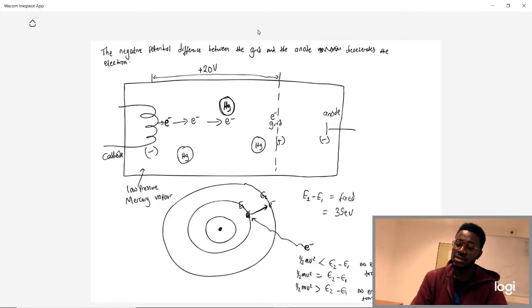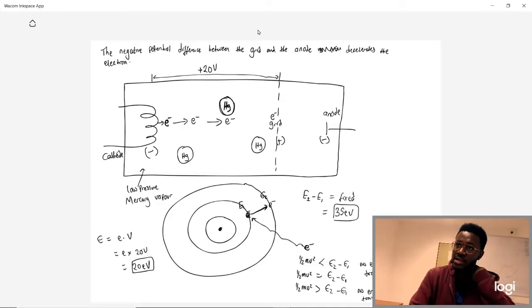Zero. No, it's 20 volts. So the energy of the electron, we said, is going to be E times V. So it's going to be E times 20 V. So it's going to be 20 eV, right? Nice. Okay. So since it is less than the 35 electron volts that you need, what's going to happen?